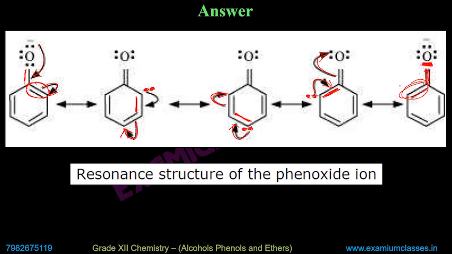These are five configurations of phenoxide ion. Draw these. You will not only use it here, there will be indirect questions as well about stability and instability. Here we will be using these structures. So draw these structures and try to understand the mechanism.